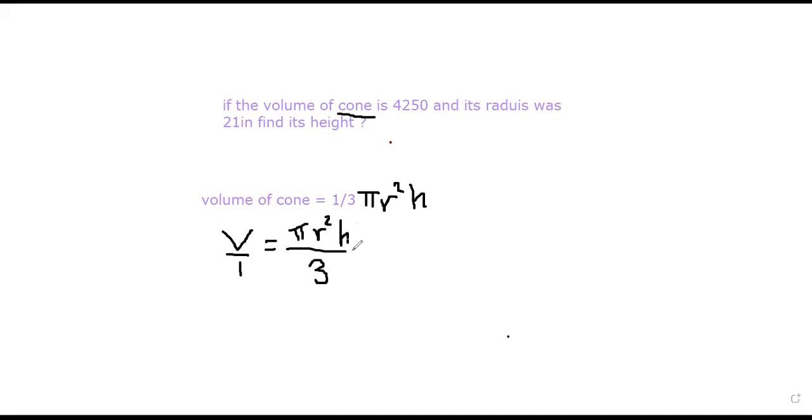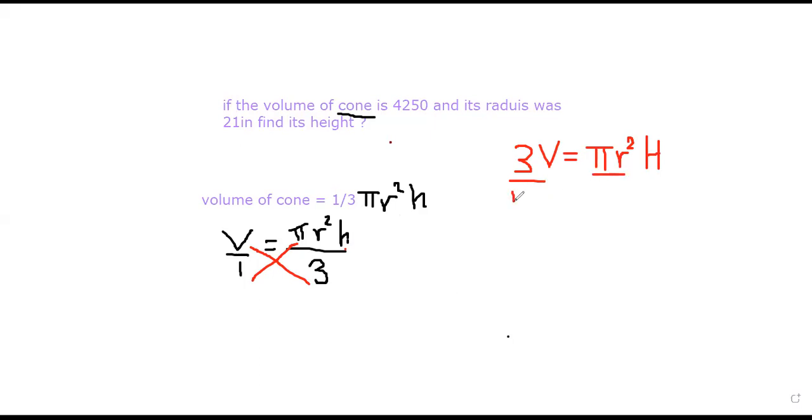We will make what? Yes, we want to solve for h, so we will make cross multiplication, which will be 3V equal pi R square times height. We want to solve for what, grade 8? We want to find the value of what? Height. So we have to divide both sides by how many? By radius power 2. Thank you.